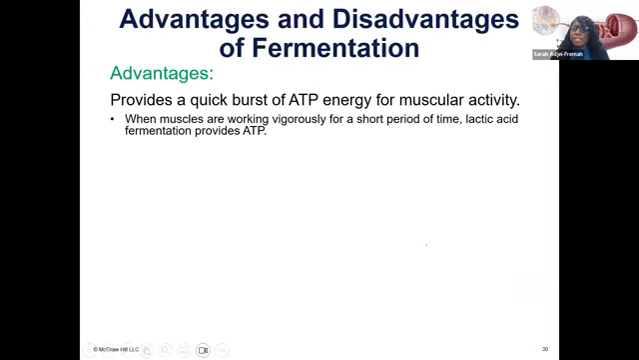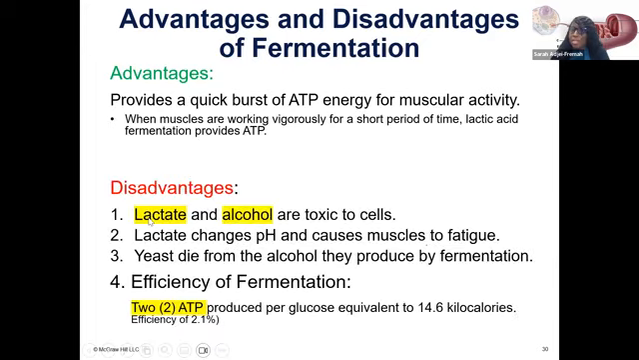So just a quick look at if there's oxygen and if there's no oxygen. If there's oxygen, where you're going through aerobic respiration, one glucose molecule is going to give you 36 ATP. But in the absence of oxygen, we are able to have a quick burst of ATP through fermentation, and that will generate about 2 ATP molecules. And thus, we can get our muscles to have some ATP energy to power their activity. But the main concern is that our muscles would also be exposed to other toxic forms such as lactate or alcohol, which are toxic to our cells.